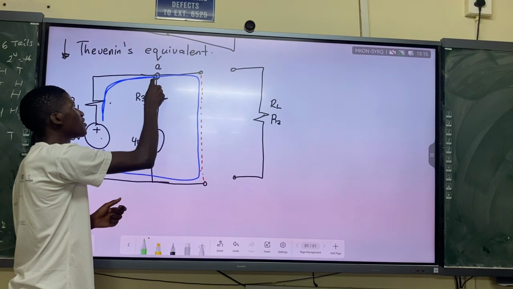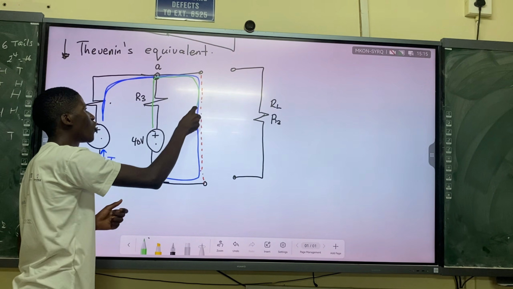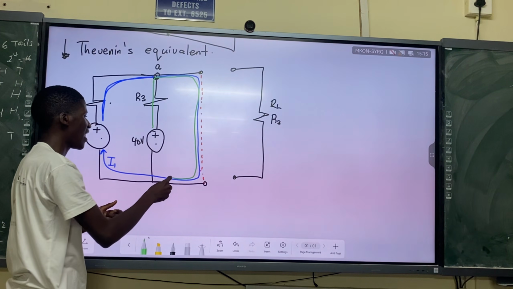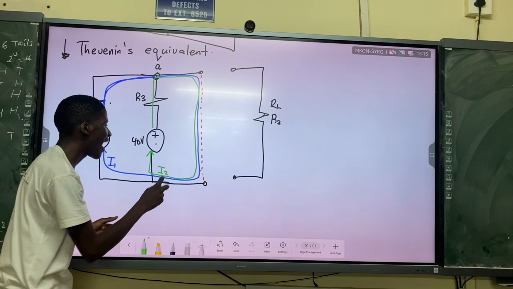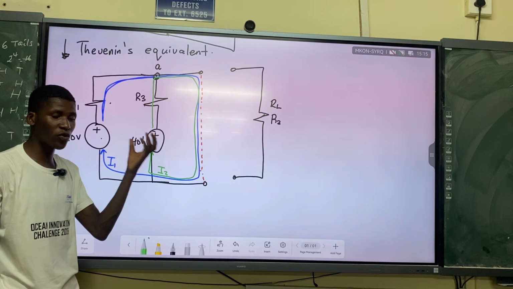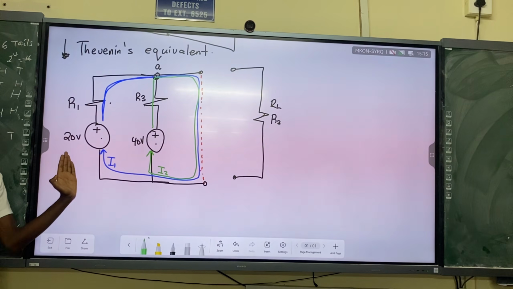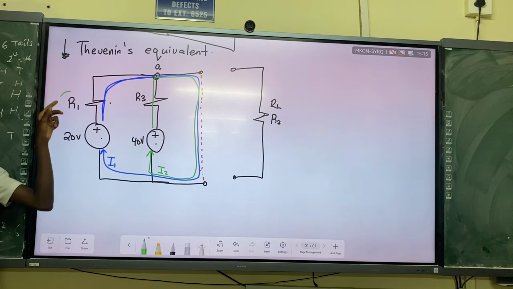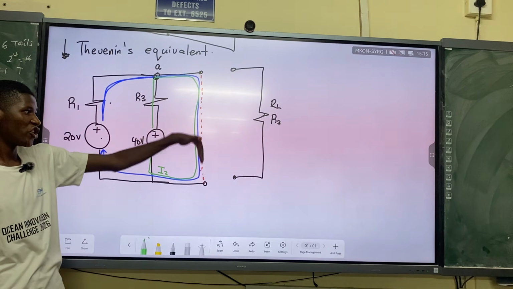The current from node A has to go also to the short circuit. Now, this is going to be I2. So the current that is coming from the 40 volts power source does not go to the other side where we are having a resistance R1. Instead, it is going to the short circuit.